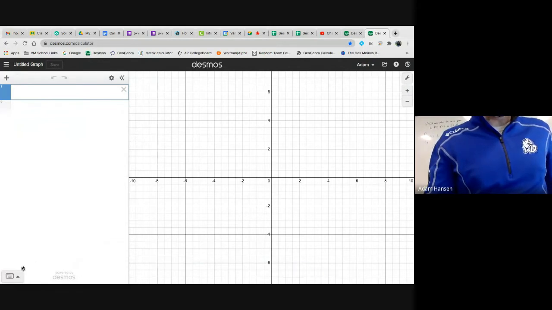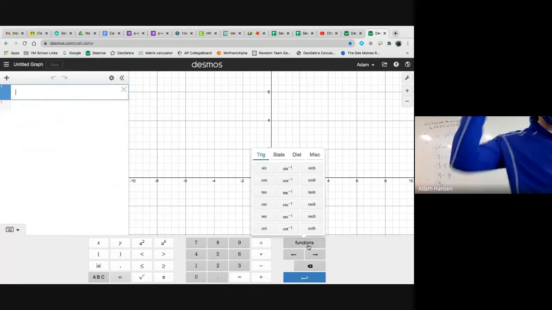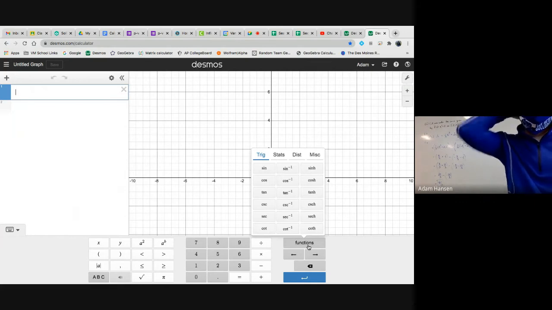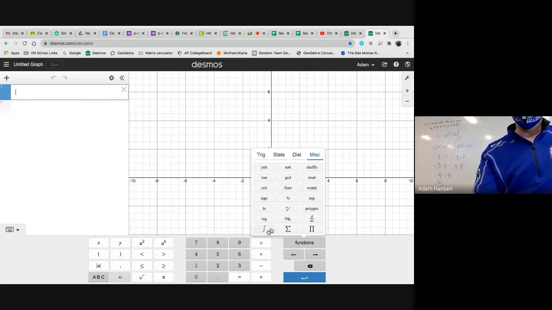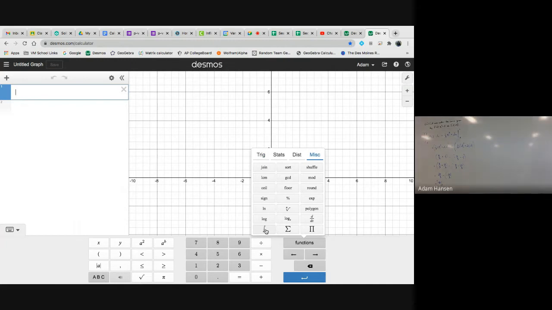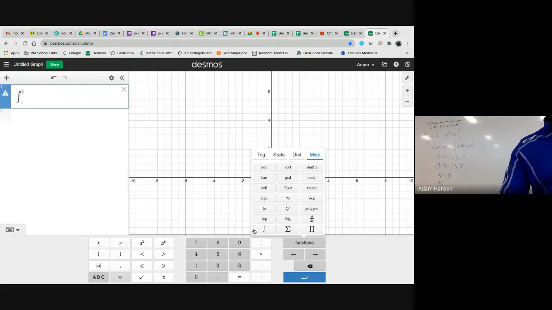If you open up the keypad and go to the functions menu, under the miscellaneous tab is a definite integral. Or I think you can just type in INT for short. If you type INT into the formula bar, it automatically pulls up the definite integral. You can click definite integral.